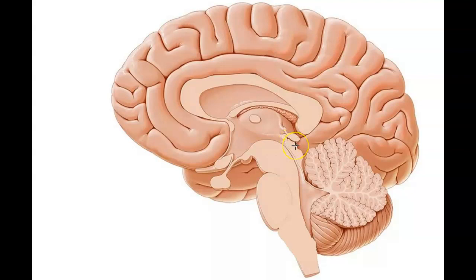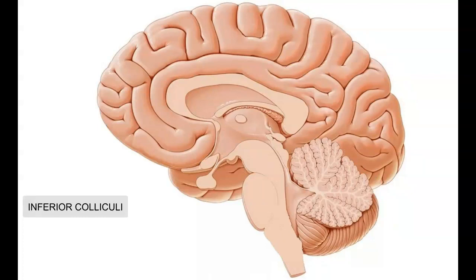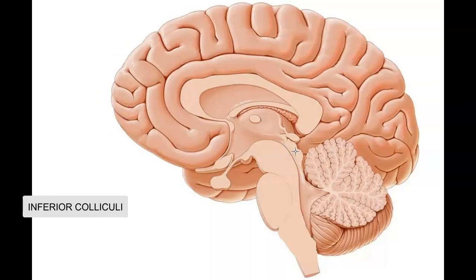Right below that, you have the superior colliculi and inferior colliculi. These guys are dealing with the reflexes for the light stimuli and sound stimuli. So this concludes our basic overview of the brain anatomy. If you have any further questions, feel free to reach out to me.